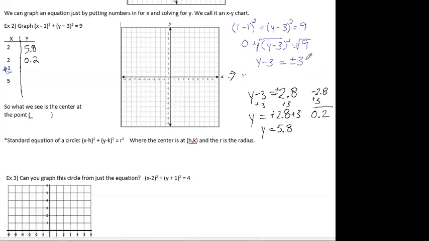So we'll do it with both. We can have a +3 or we can have a -3. That's just this right here. To get the y by itself, I'm going to add 3. I know it's the same number, but don't get confused. So both of these, I'm going to add 3. This one is going to give me 6, and this one is going to give me 0.